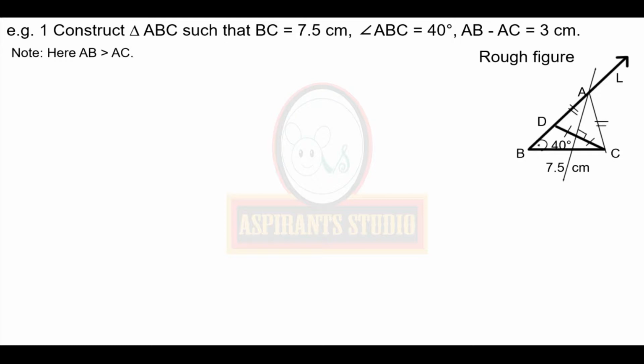In order to find that point A, it is not so easy to find. First we have to discuss AB minus AC is equal to 3 centimeters. AB is coming first, so length of AB will be greater than length of AC. Then only you will get a positive value as the answer 3 when you find the difference between AB and AC.